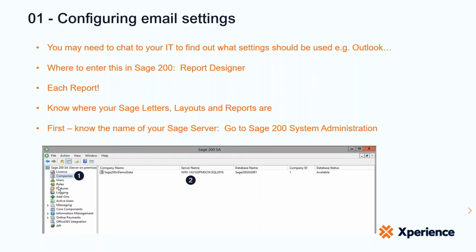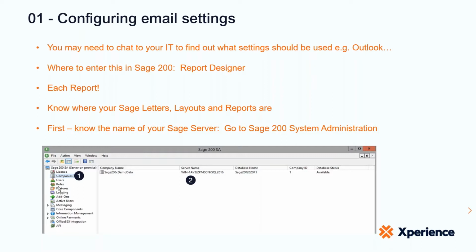Where do you go in Sage? Where do you go on your Sage server to find the individual reports you need to edit? We're going to cover off how to find this location, where to find your reports and letters and layouts, so you can actually avoid having to go through your IT, because obviously they'll have a lot on the go at the moment. So you can actually find that out yourself, especially if you're a Sage system administrator.